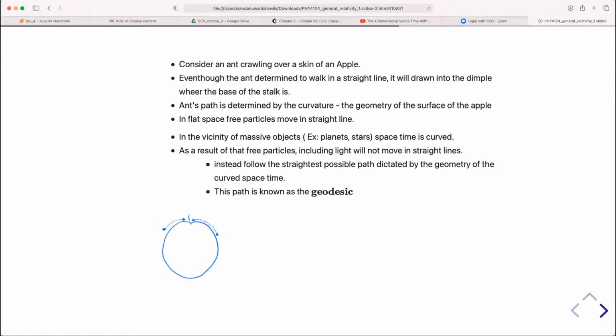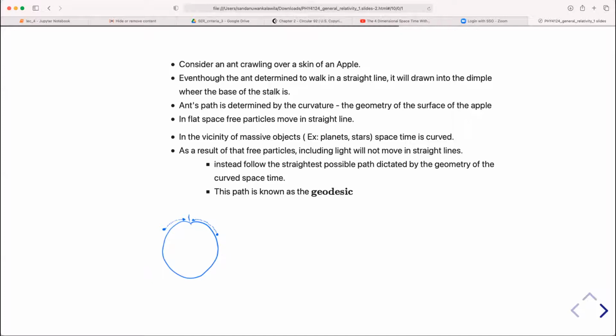Right? The ant wants to go in a straight line, but it cannot do it itself, right? Because it is the geometry of the surface that decides the path of the ant. So that's what you need to understand here. Now, if you consider a flat space, this is not an issue. In a flat space, you can move in a straight line without any issue, right?